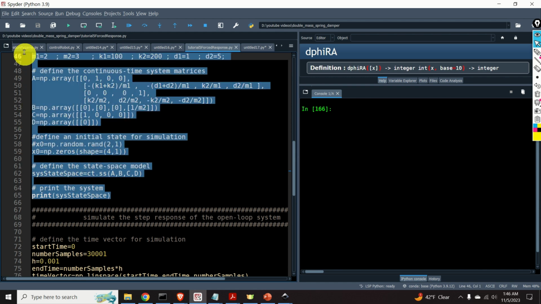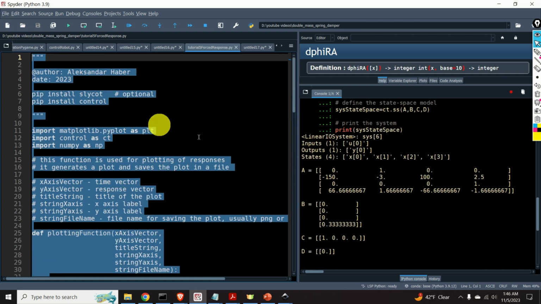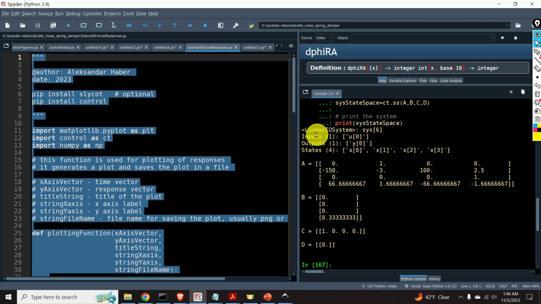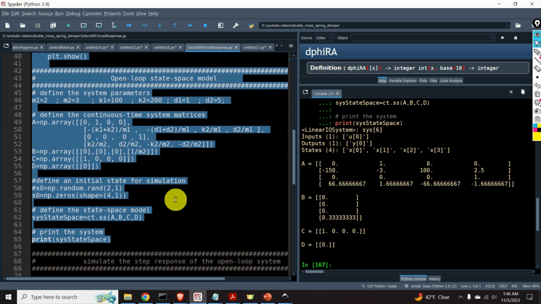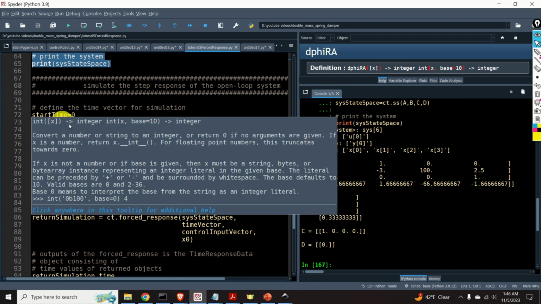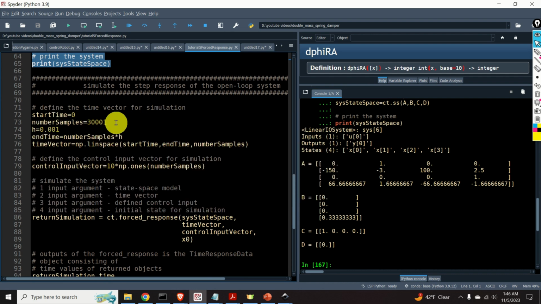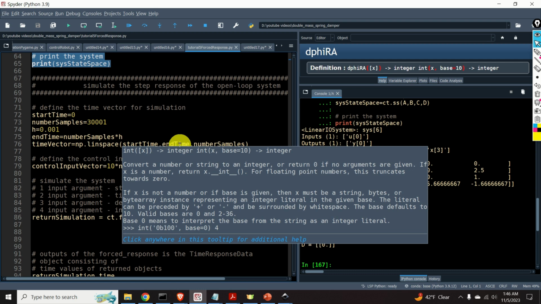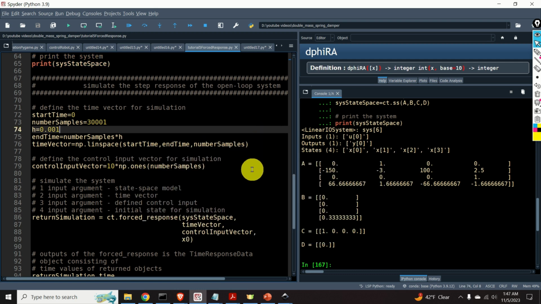Let's define our state space model and let's print it out. Here it is. Here are the inputs, here are the outputs, and here are the states. Perfect. Next, let's simulate the step response of our system. I specify the start time, I specify the number of samples, I specify this discretization step, I specify the end time, and I define my time vector simply by using NumPy linspace. I specify the start time, the end time, and the number of samples.